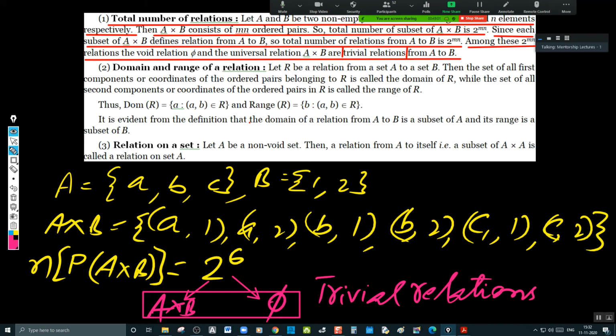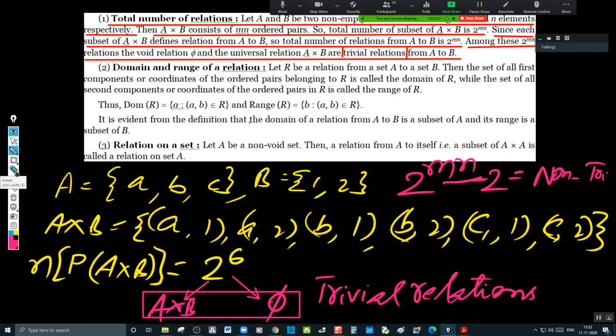So, the number of non-trivial relations of A cross B. If you are asked to find the total number of non-trivial relations in A cross B, how do you write it? 2 power mn minus 2. Why minus 2? There are two trivial relations. Trivial are 2, so total minus 2 gives you non-trivial.